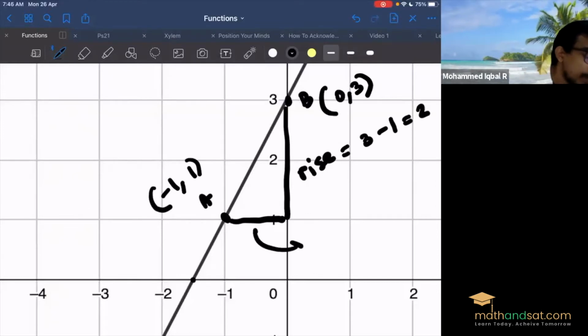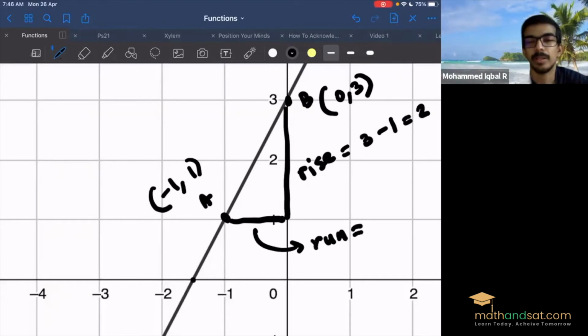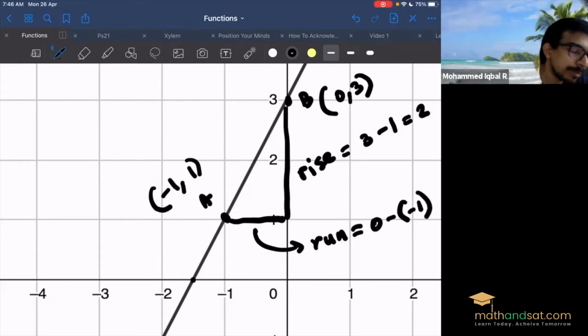What is run? Run is going to be the difference in x coordinates, just 1 unit, right? See the number of tiles. You can see the number of tiles. In the horizontal direction, just 1 unit. It's 0 minus (-1), which is 1.